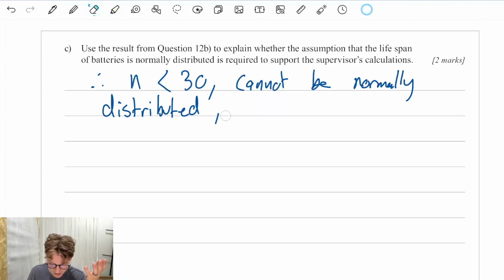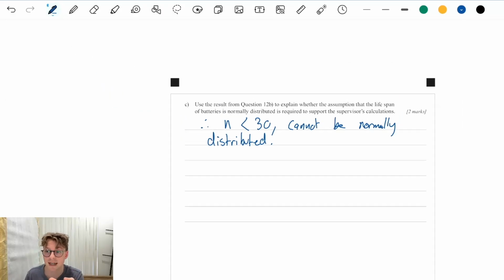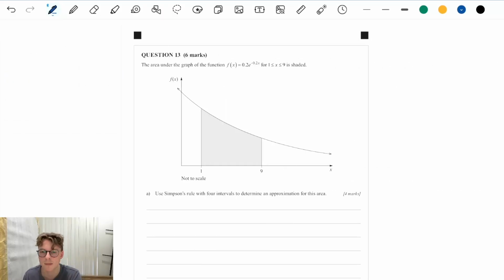They've changed the wording. This question's been looked at. You're not going to get too much ambiguity about answering with yes or no. The simple thing we need to remember for future exams, for 2025 or 2026, whenever you're watching this, is that if n is less than 30, it can't be normally distributed. That is the key takeaway from a question like this. It really should be 1 mark.